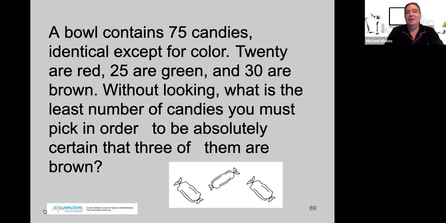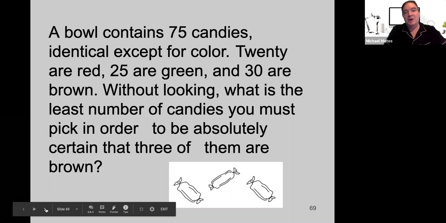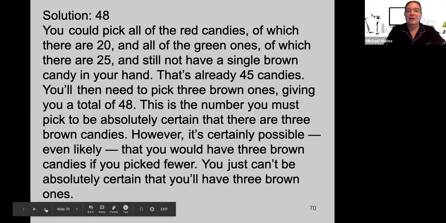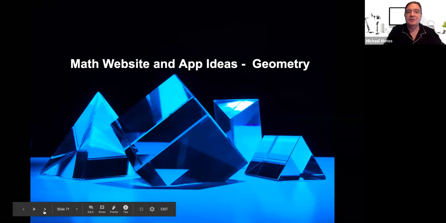Basically, if you get your greens out of the way, and you get your reds out of the way, that is 45, and then you know that the next 3 are going to be brown, with your answer being 48. So once again, it takes a little bit of critical thinking and a little bit of solving, and our students just love these kinds of questions.